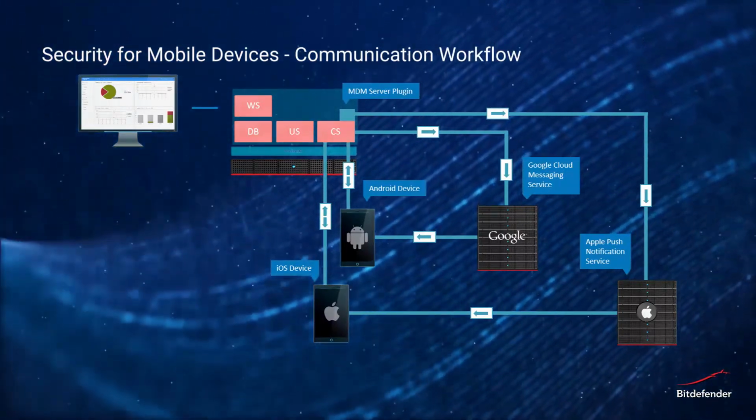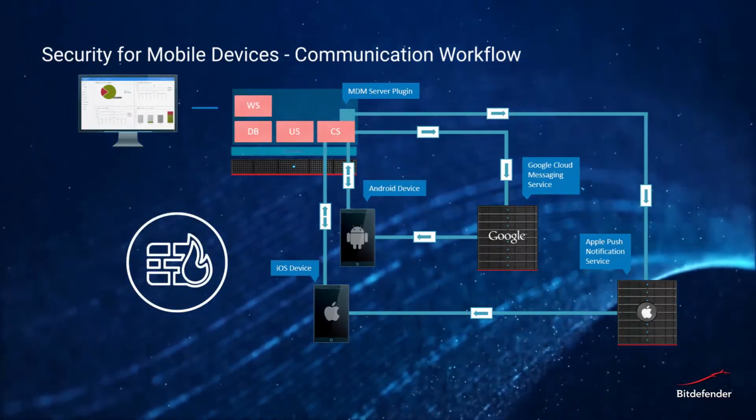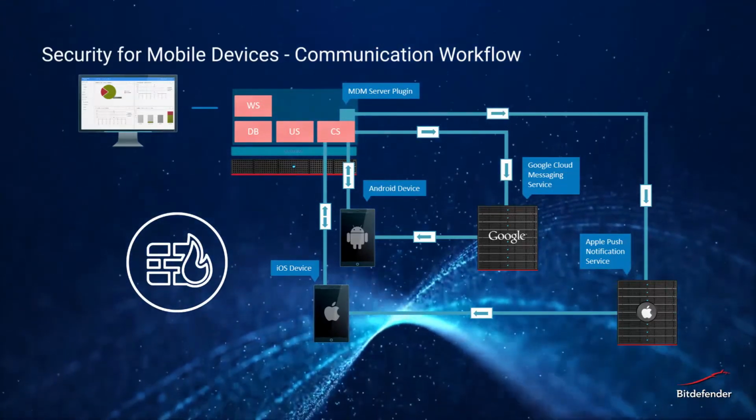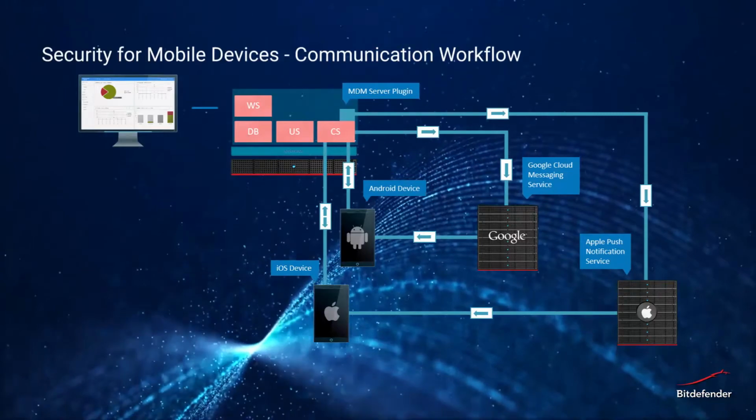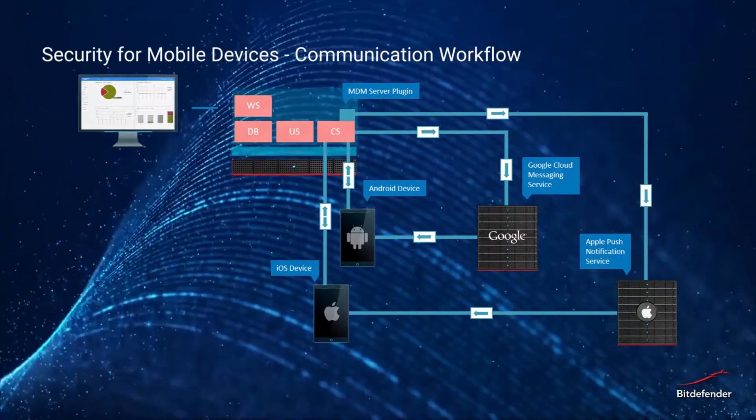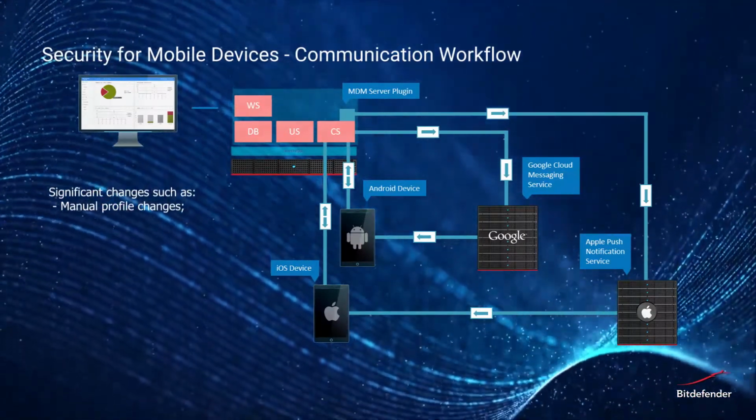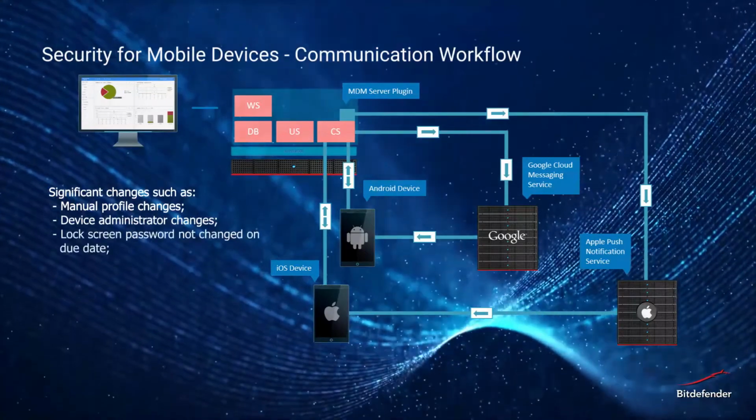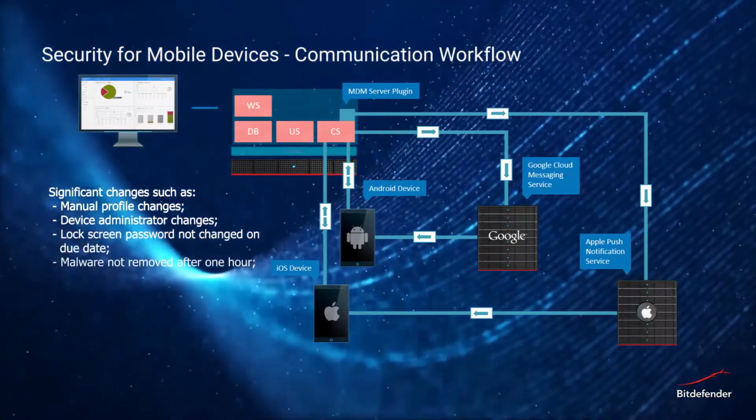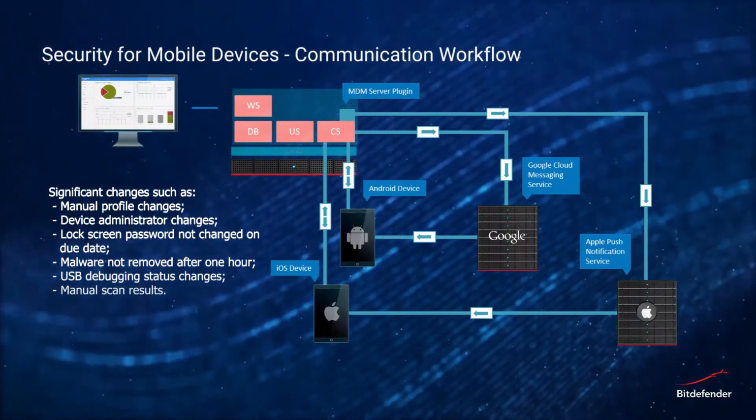mobile client application. If your company uses a firewall that restricts internet traffic, you will need to open the required ports in order to allow connectivity to Google or Apple notification services. The mobile client application can also start the synchronization with the server to communicate significant changes or events, such as manual profile changes, device administrator changes, lock screen password required by policy not changed on due date, malware not removed after 1 hour, USB debugging status changes, or manual scan results.